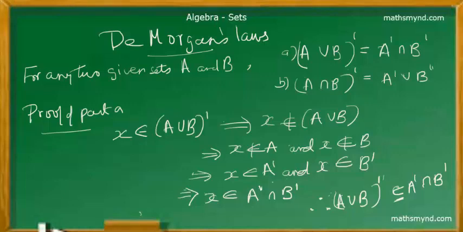Now we are going on to one of the well-known laws in set theory, that is De Morgan's laws, and the law has two parts. When we consider two sets A and B, (A union B) complement is equal to A complement intersection B complement, and (A intersection B) complement is equal to A complement union B complement.